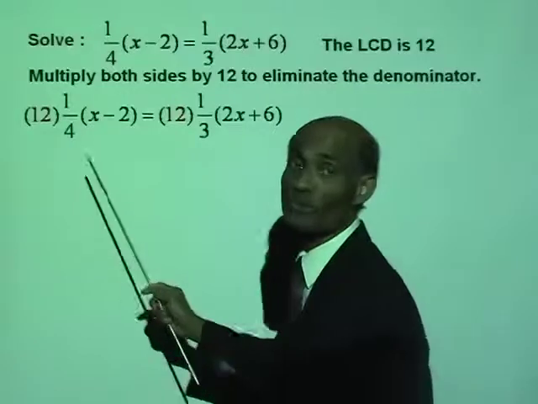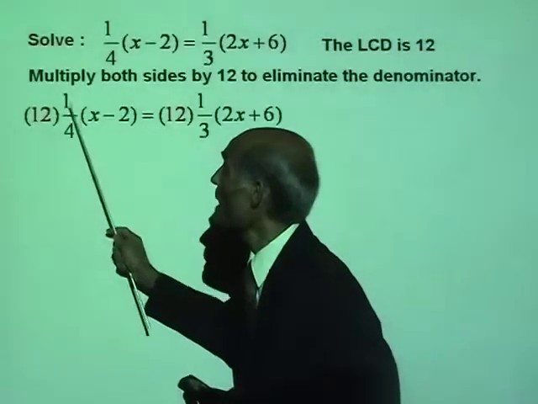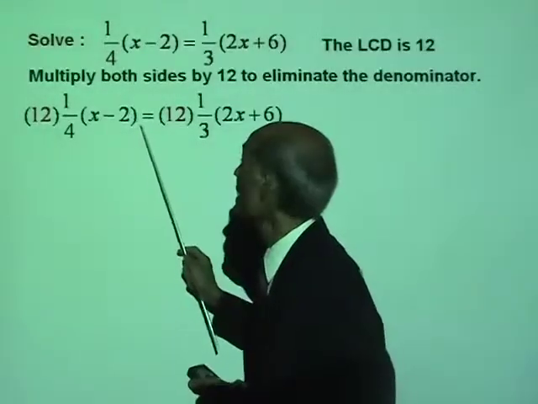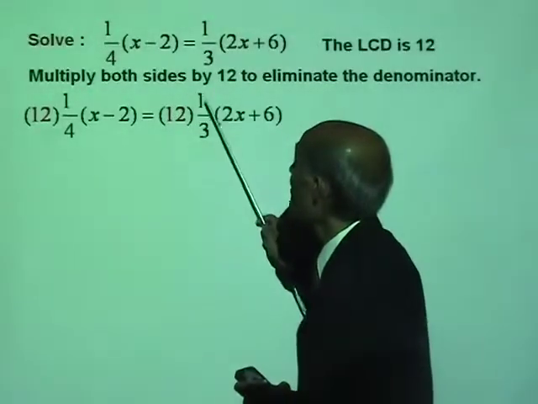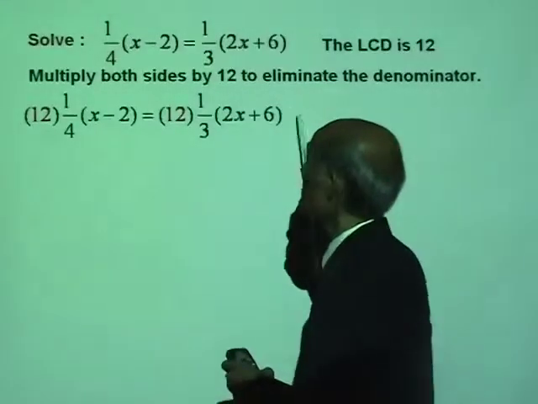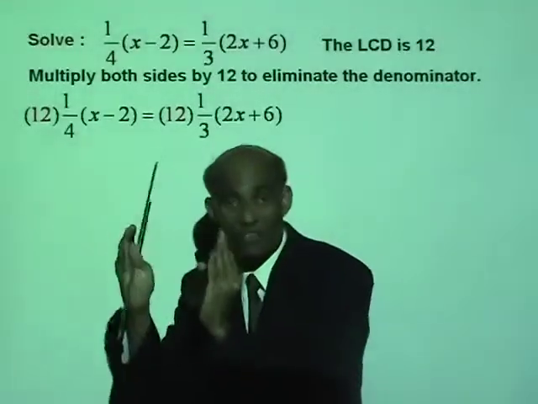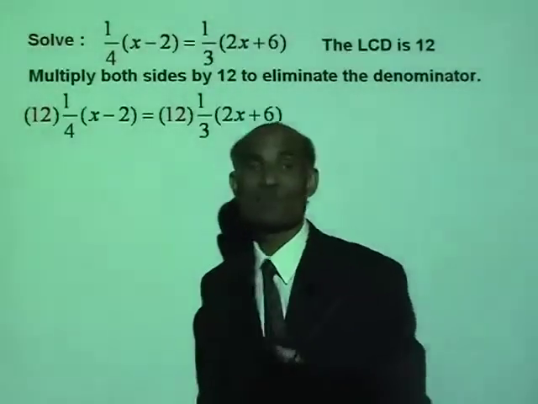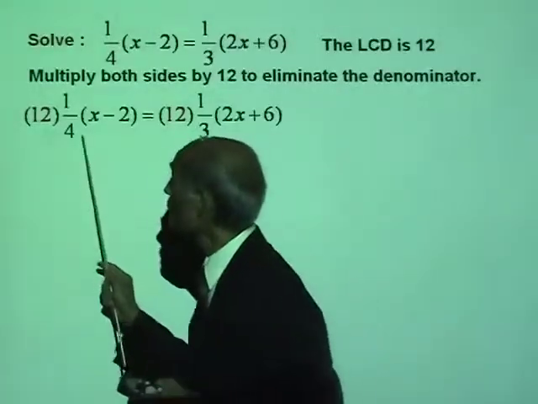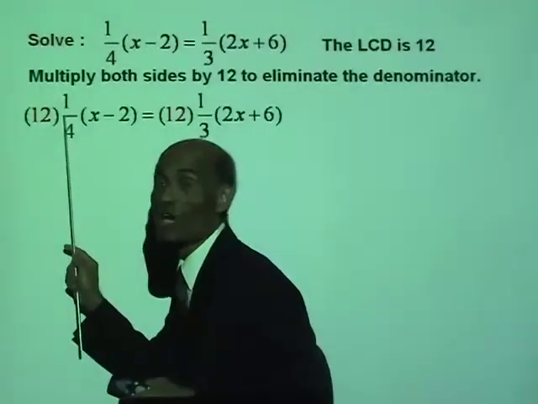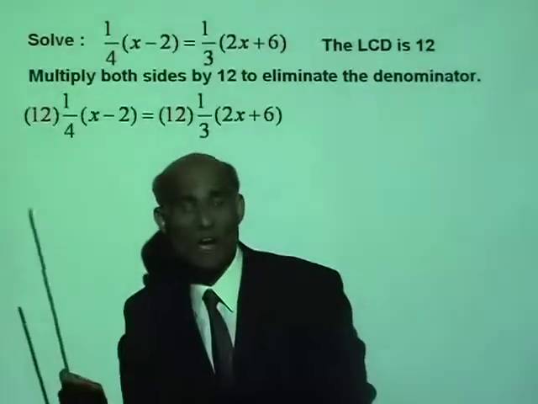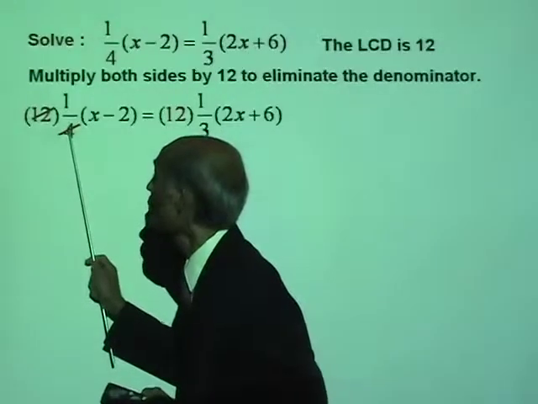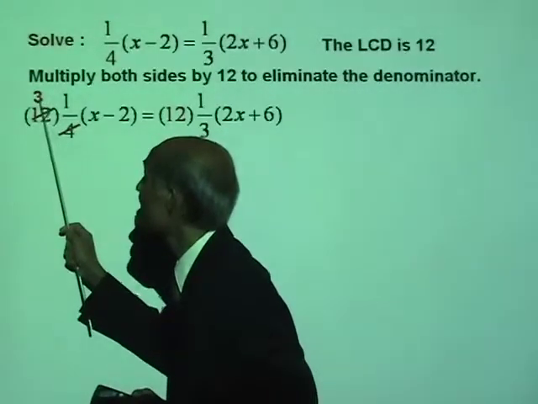So look at what happened. 12 multiplied by 1/4 times x minus 2. See that? Equal to 12 multiplied by 1/3 times 2x plus 3. The quantity x minus 2 is in parentheses. The quantity 2x plus 6 also is in parentheses. Now, you see the 4 on the denominator goes in 12 how many times? 4 goes in 12 3 times.